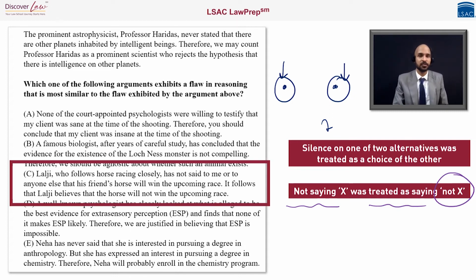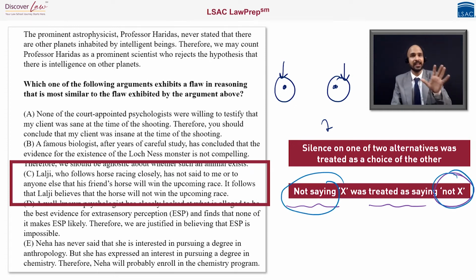The answer is option C. As you can see very clearly, it says Lalji, who follows horse racing closely, has not said to me or anyone else, that means he was silent, that his friend's horse will win. It follows that Lalji believes that the horse will not win. So not saying X was treated as saying not X. You can see exactly the same pattern of a flaw in this argument, right?